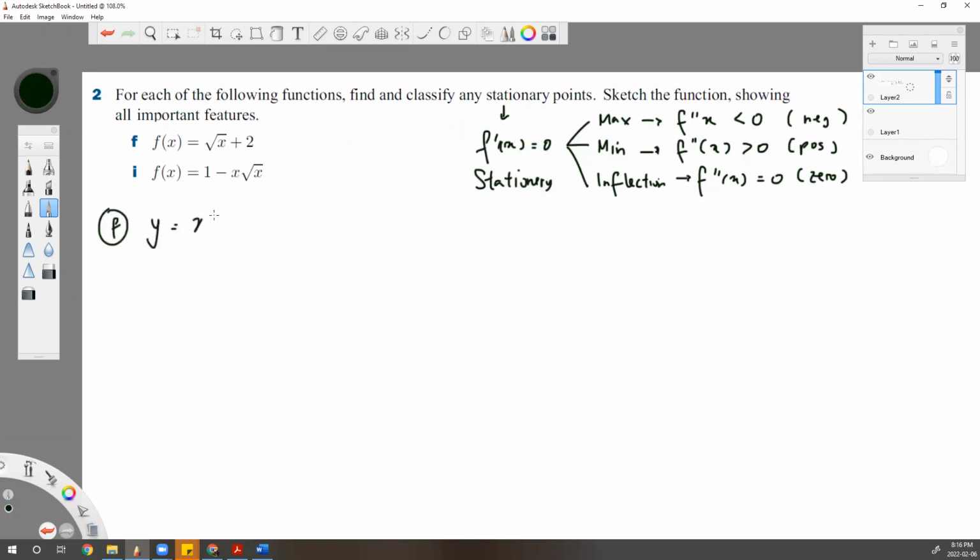y equals x power half plus 2, right? So when we want to find the stationary point, we need to do the first derivative. So y'(x) is equal to half x power negative half plus 0. No need to think anything about the 2. Why is it negative? Because half minus 1, right? We already discussed this previously. And it has to always be 0. This is the rule. 0 equals half square root x.